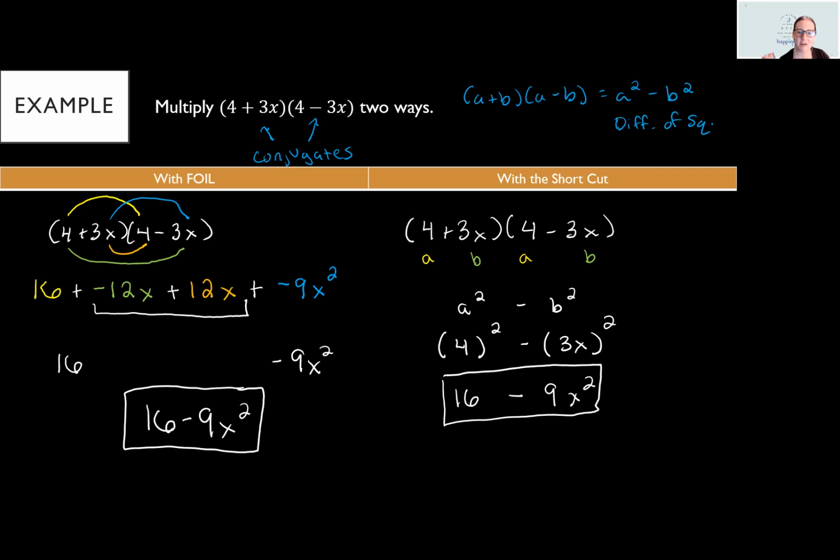You don't even need to do it in your head. Just write down the original problem and then write equals and then the answer. So if I was to do this with the shortcut, I would write 4 plus 3x times 4 minus 3x. And then underneath it, I'd write 16 minus 9x squared. And that would be it. You don't have to write that intermediate stuff. That would be good enough because it is literally like one step when you're doing it that way.